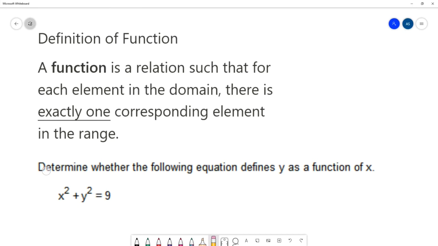So the question that we're working with is: determine whether the following equation defines y as a function of x. And we have the equation x squared plus y squared equals 9.